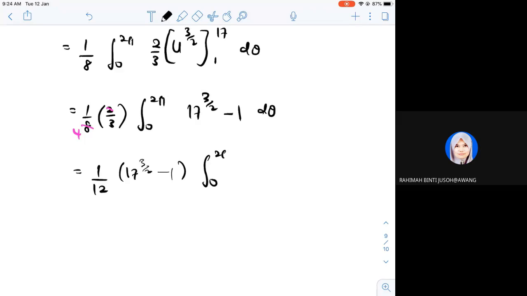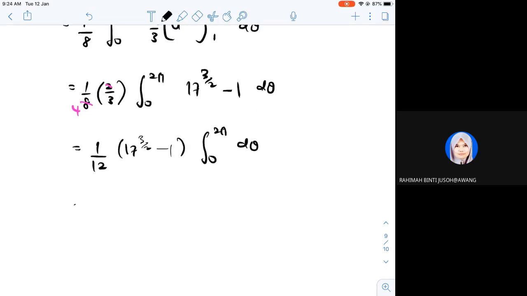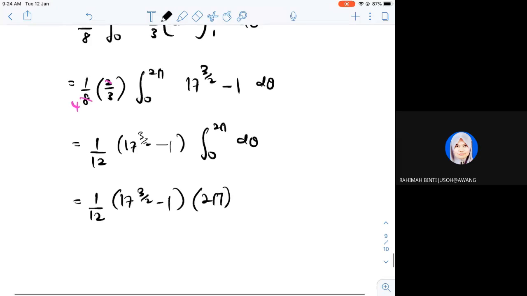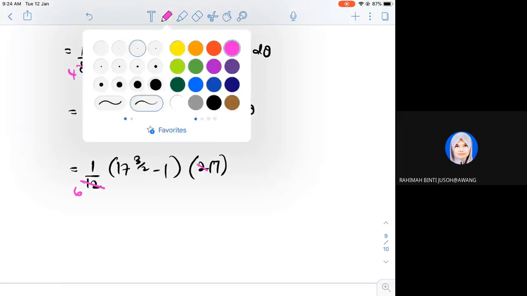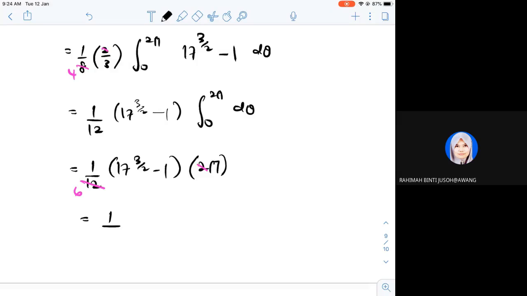0 until 2 pi d theta. So of course becomes 2 pi. So this one can cancel. So 6. Okay. So we have pi over 6, 17 to the power of 3 over 2 minus 1. Like that. Okay, so this is the answer.